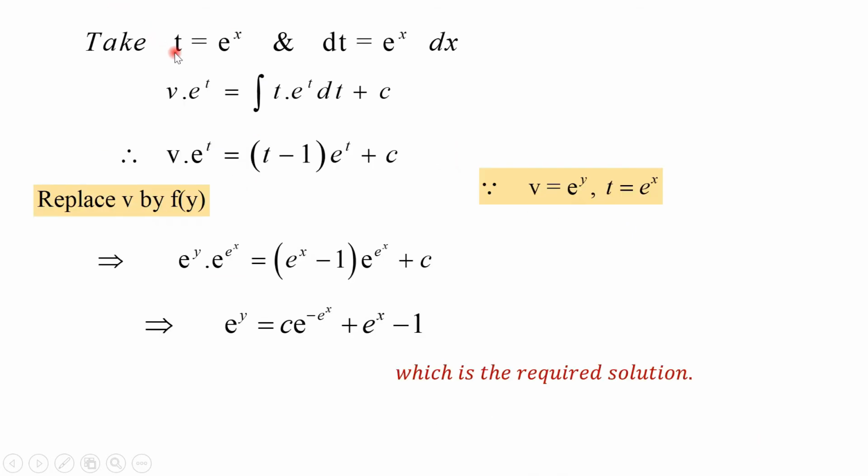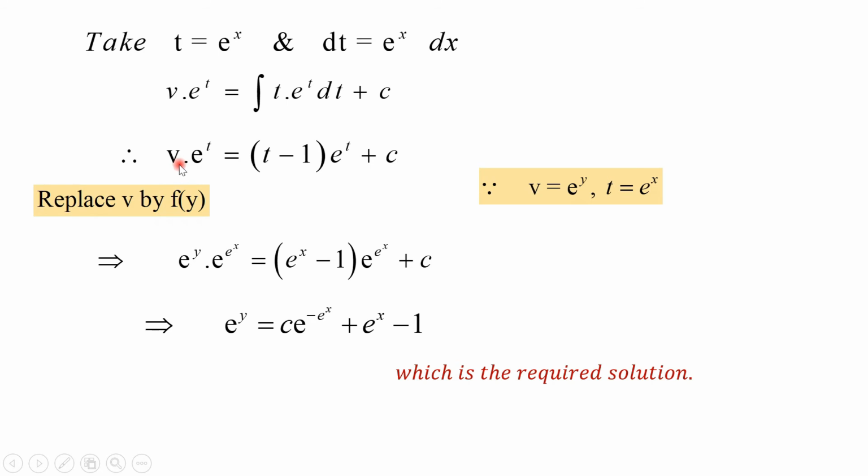For integration, take t equal to e raised to power x and dt equal to e raised to power x dx. We get integral of t e raised to power t dt plus c. This is in multiplication form u dot v. Integrated, we get (t minus 1) e raised to power t plus c.